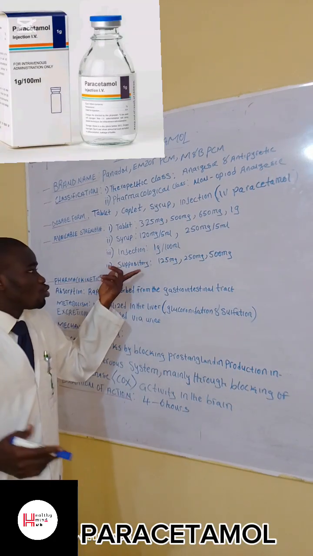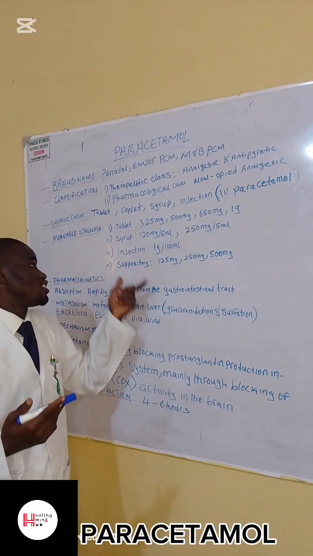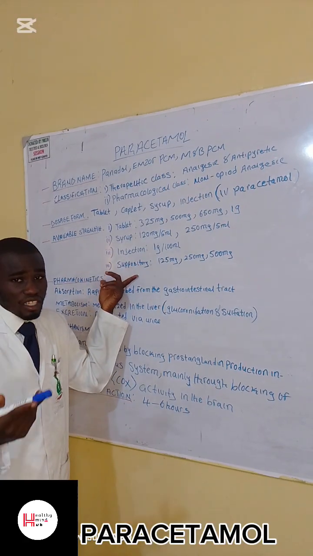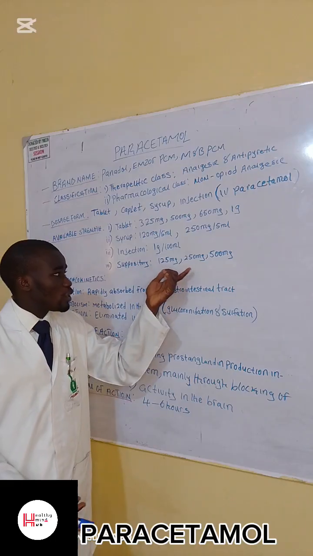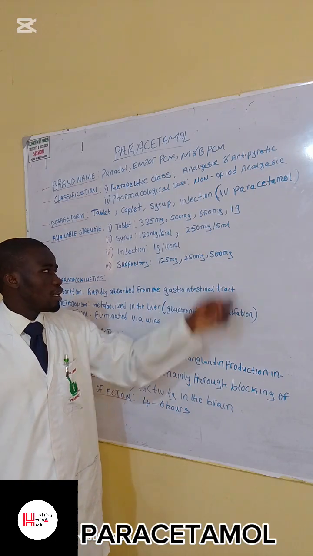And we also have it in suppository, which is a dosage form that is inserted into the vagina or anus. We have it in 125 milligram, 250 milligram, and 500 milligram.